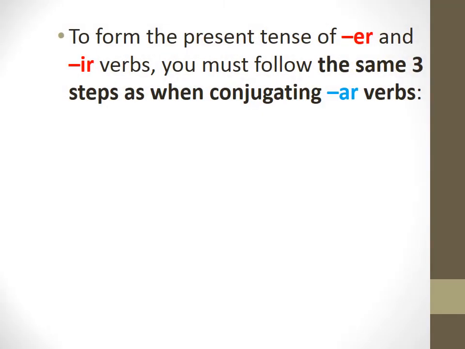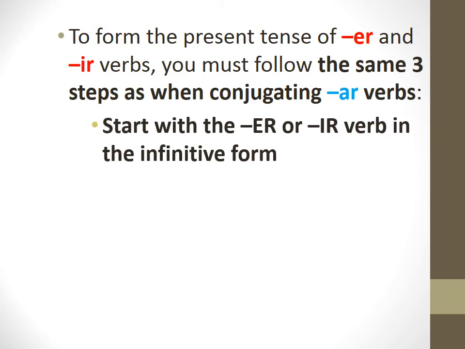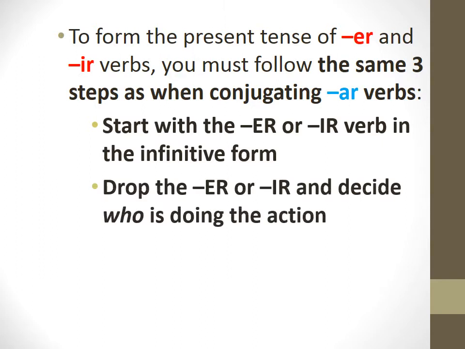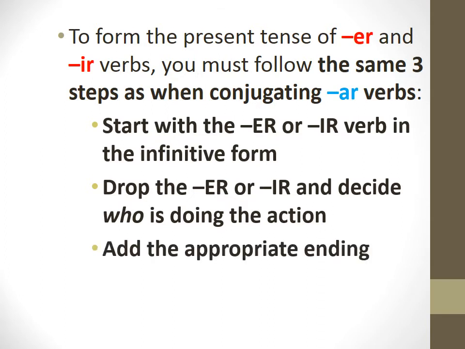To form the present tense of ER and IR verbs, you should follow the exact same steps as AR verbs. First, start with the verb in the infinitive form, which means that it is not conjugated, so the ER or IR should still be on the end. Then, drop the ER/IR and decide who is doing the action, similar to AR verbs. Finally, add the appropriate ending for whichever person you're talking about.